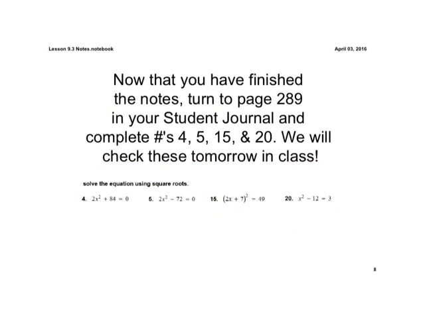All right. That's all the material we have in this section, so now open up your student journals to page 289. Please give these problems a try. Number 4, 5, 15, and 20. Give them a shot. Look back through the examples. I know you can do this. Bring them to class tomorrow, and we will look over them. Have a great rest of your night.